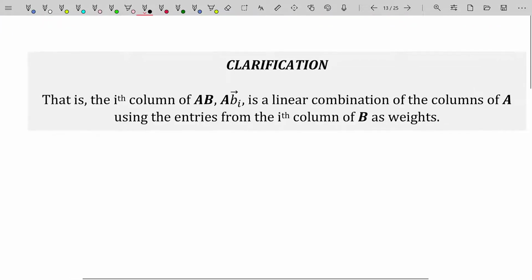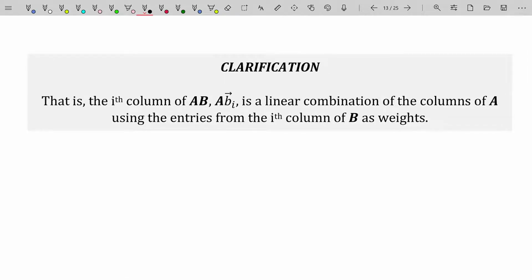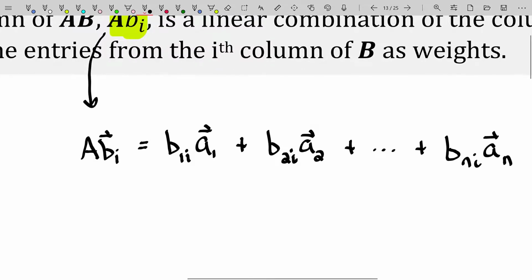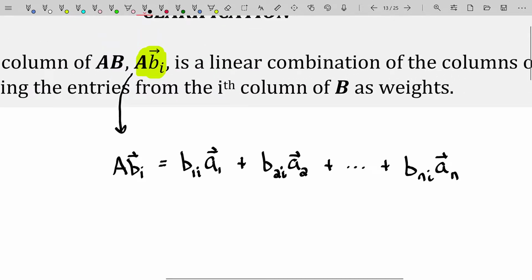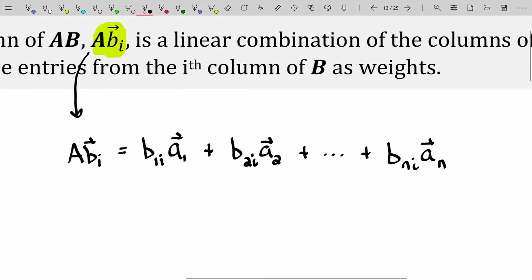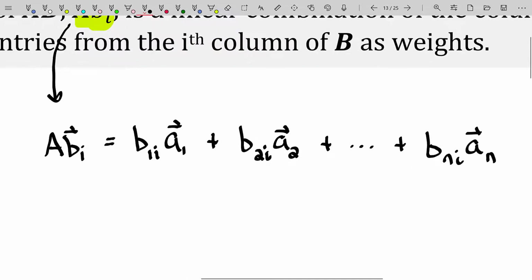The ith column of AB is A times the ith column of B. And it's a linear combination of the columns of A using the entries from the ith column of B as weights. That is, the matrix-vector product A times b sub i, which is actually just the ith column of the product AB, is this linear combination right here. Now that linear combination is very bulky.